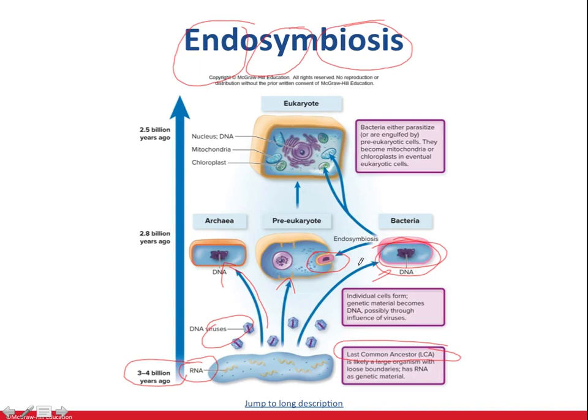They keep their own features such as circular DNA, prokaryotic ribosomes, and independent division. This is the mitochondria, this is the chloroplast, this is the plant cell. This is the mitochondria. Finally, pre-eukaryotes developed into mature eukaryotes. The eukaryotes lived together with the prokaryotes to finally become the mature eukaryotes. This is called endosymbiosis.